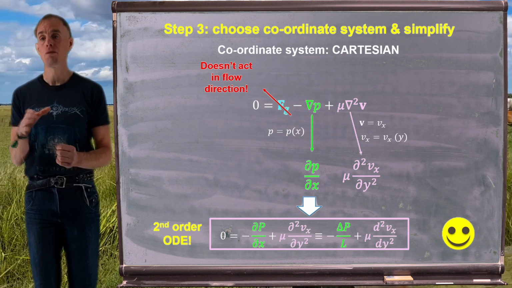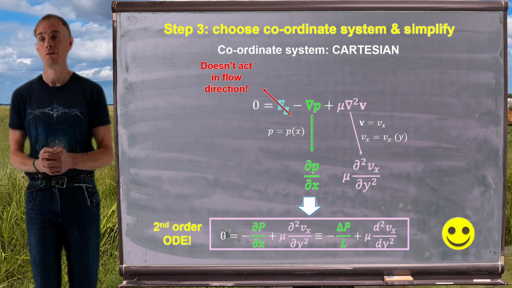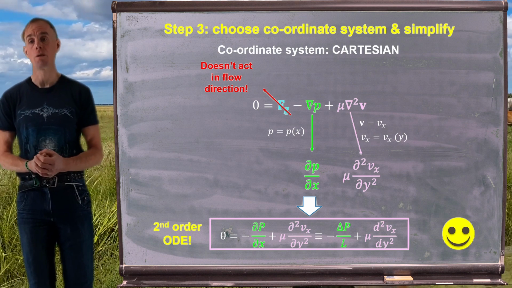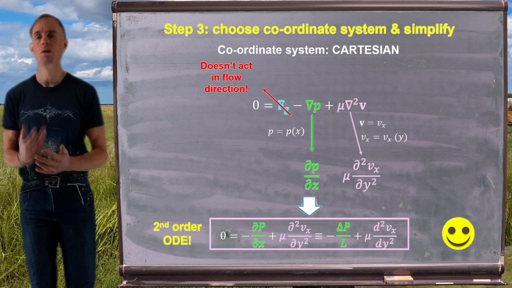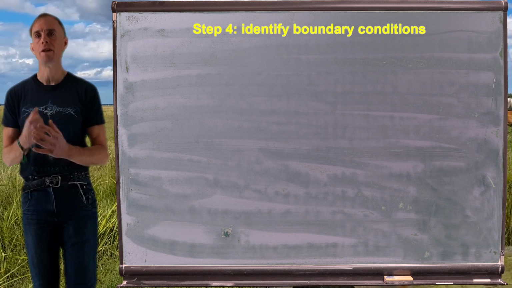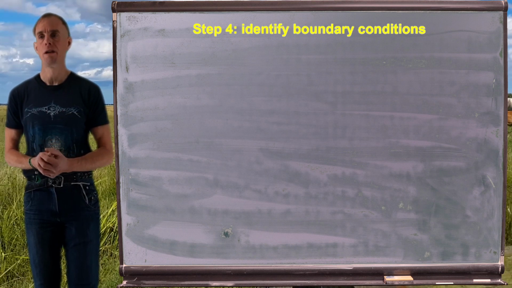So I'm going to approximate dp by dx by delta p over L and remove that derivative. And all I have remaining is a second order ordinary differential equation that is now very straightforward to solve. The fourth step, how we solve that differential equation, involves identifying boundary conditions of our flow.